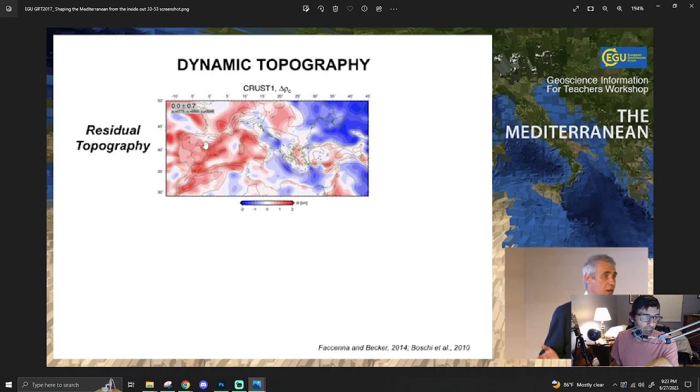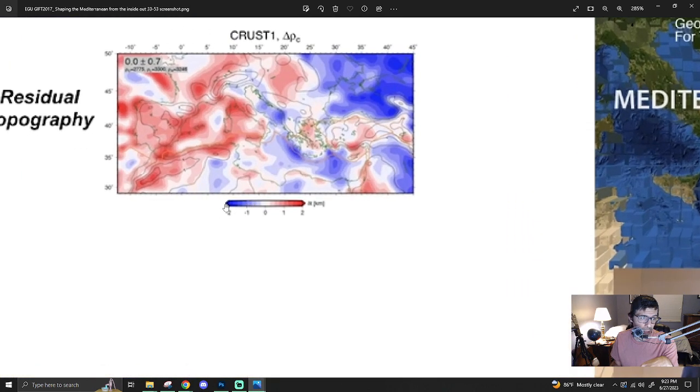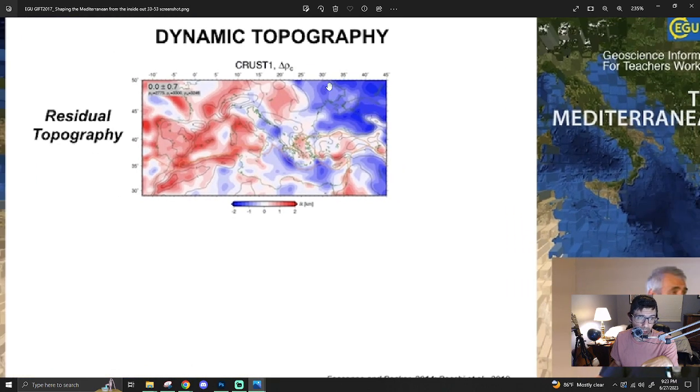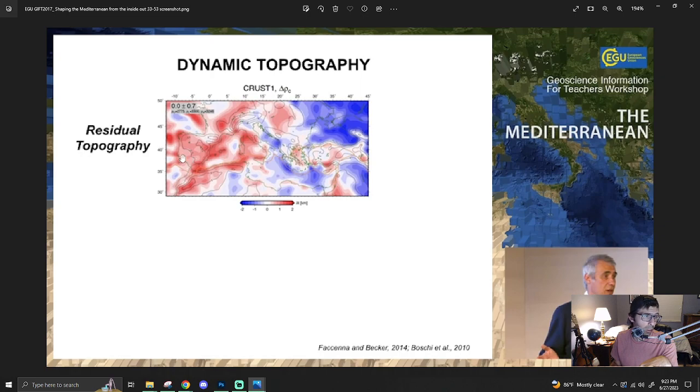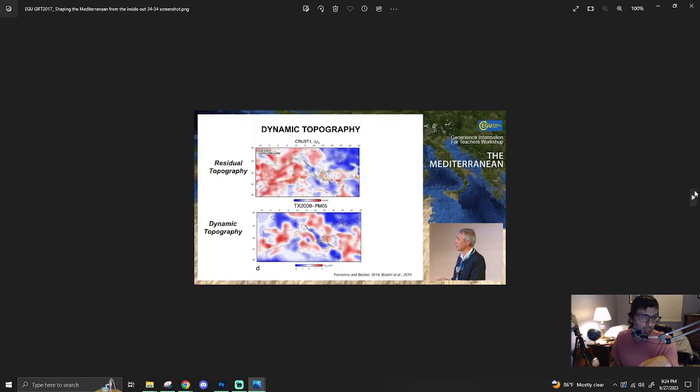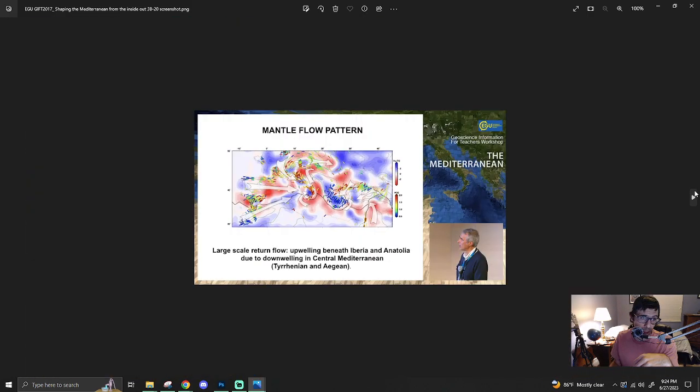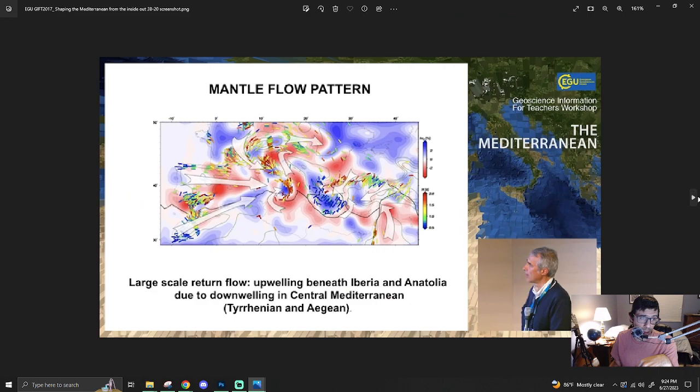I don't know. I think that's Iberia. Crust, I guess the thinner crust on the east over here. I don't know. I'm just gonna move past that one. Move past this one.